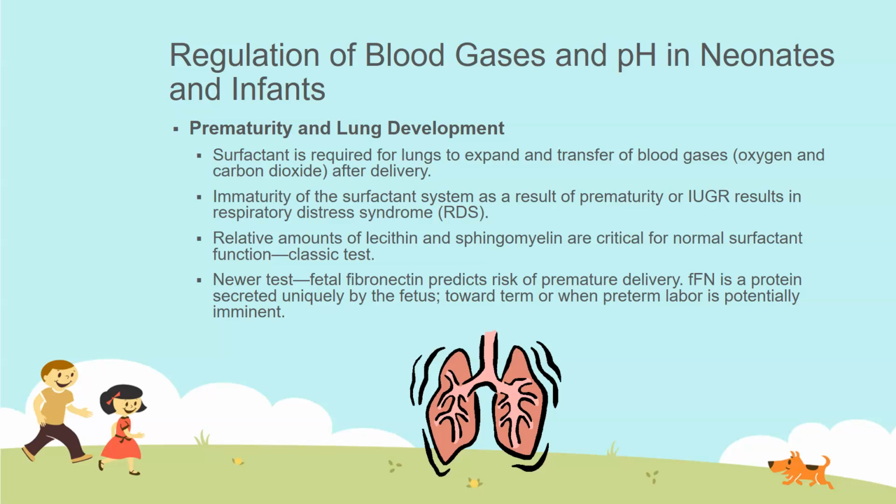A little bit more on prematurity and lung development. Surfactant is required for the lungs to expand, and therefore for the transfer of blood gases, oxygen and carbon dioxide, across that membrane after delivery, so it can go from the lungs into the capillary circulation and then back to the heart. Immaturity of the surfactant system, usually as a result of prematurity or intrauterine growth retardation, would result in respiratory distress syndrome when the baby is born. Before the baby is born, you can test the amniotic fluid, looking for the relative amounts of lecithin and sphingomyelin, the L/S ratio, which is an indication of surfactant production.